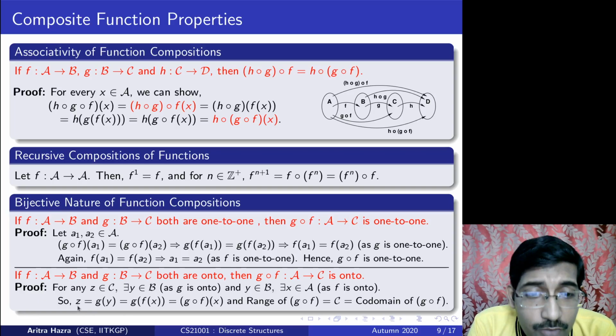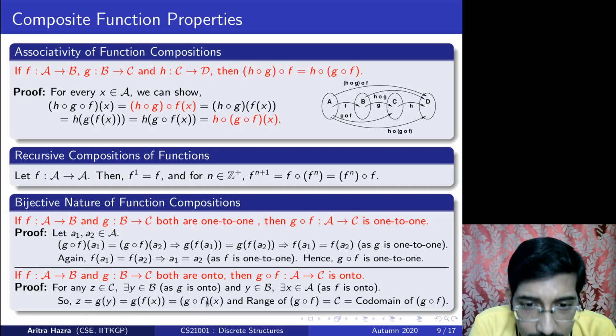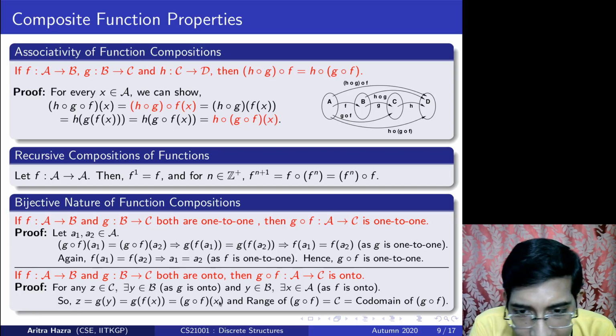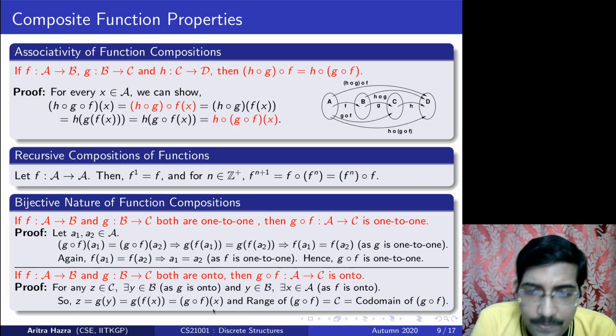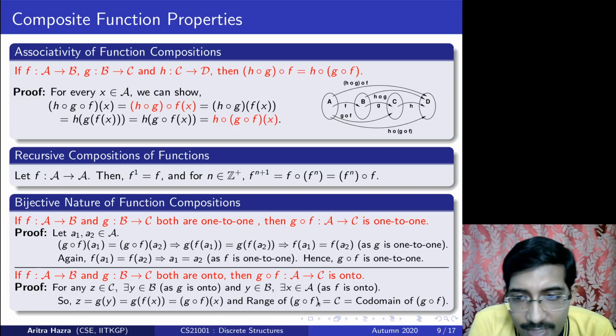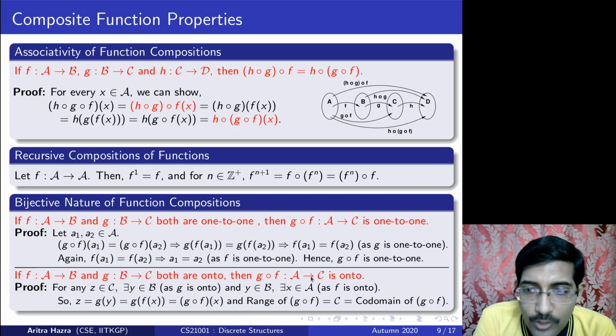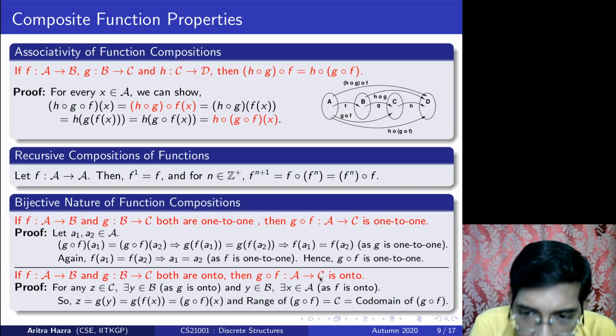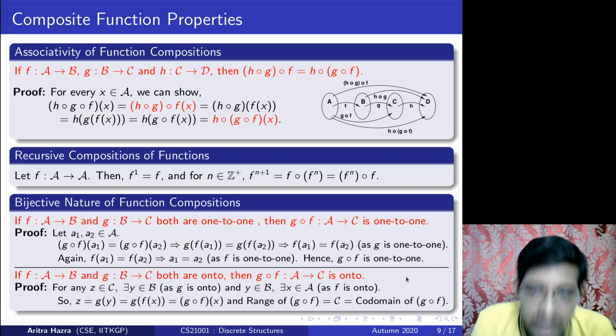So therefore z equals G of y equals G of f of x, which is the composition GOF of x. So for any arbitrarily chosen z, I get an x. Hence, I can say that the range of GOF equals C, the codomain of GOF. So this function is actually onto, because for an arbitrary z that I choose here, I get a pre-image in A.